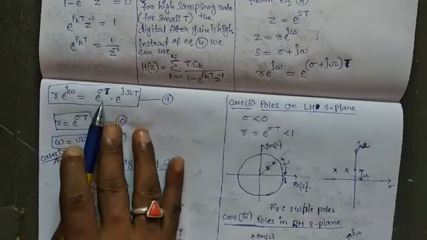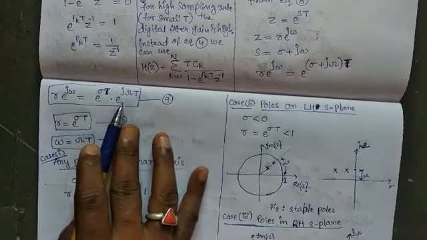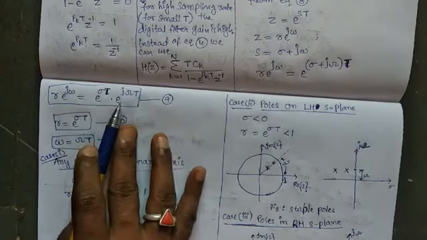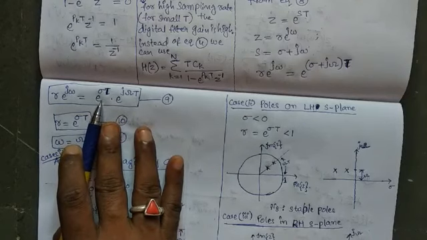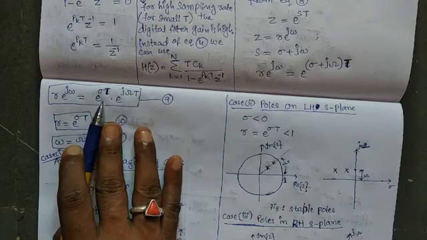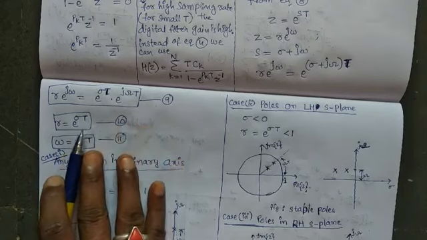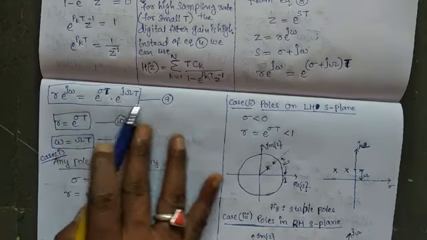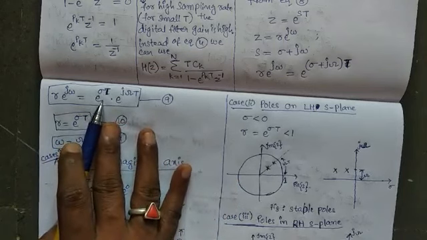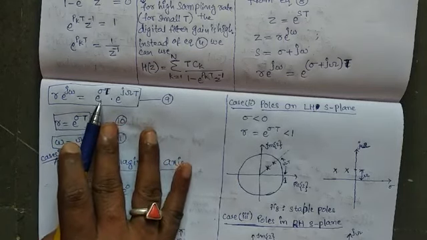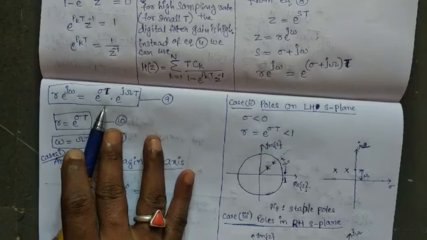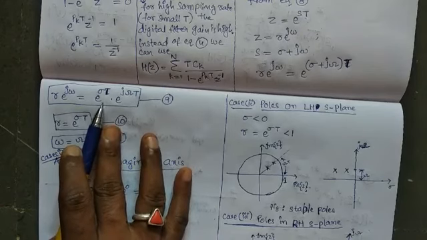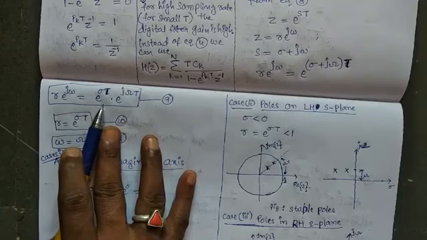From equation 9, the magnitude of e power sigma T is a real number, but the phase angle is 0. The real part of equation 9 is e power sigma T. What is the magnitude of e power sigma T? It is a real number, and the phase angle is 0.